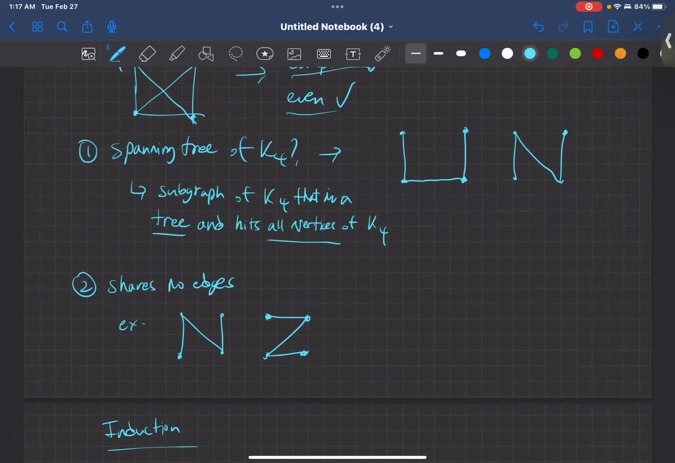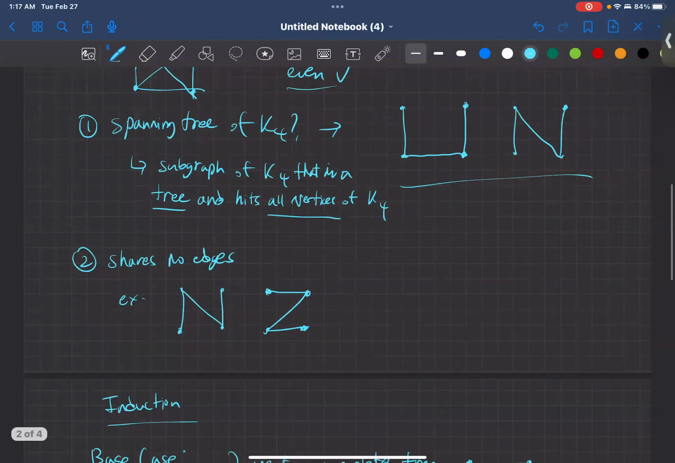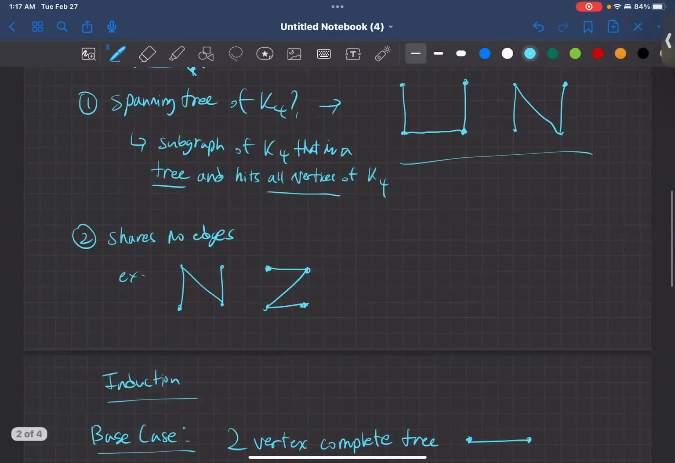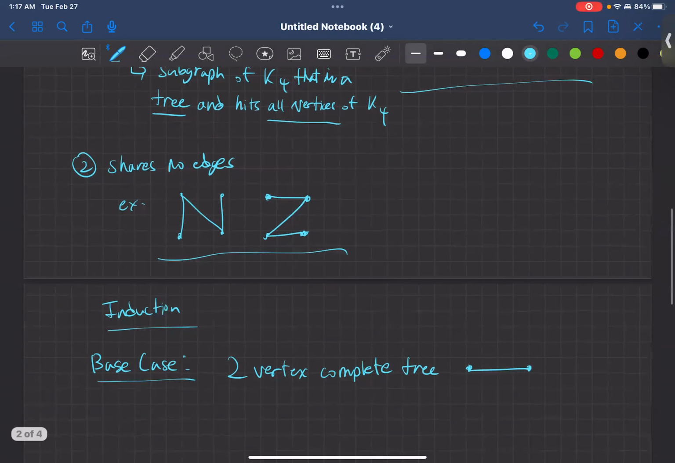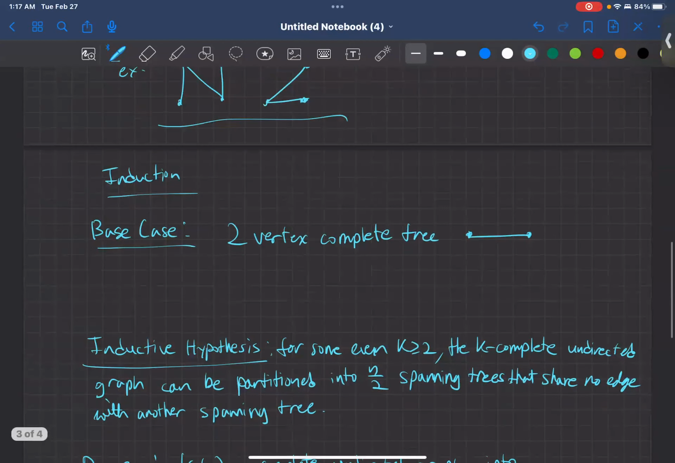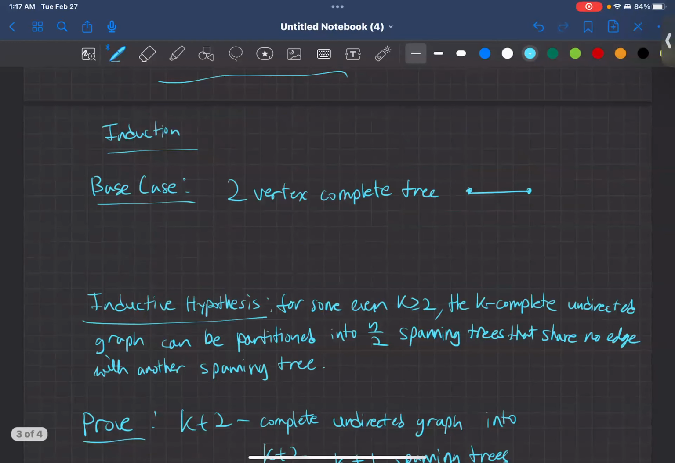Examples of spanning trees of K4 would be these two on the right. As you can see, they indeed hit every vertex and are both trees. The second condition that our problem mentions is that these spanning trees should not share any edges. An example of that constraint is on the screen, where these two are both spanning trees, yet share exactly no edges. Now that we have these definitions established, let's go about actually proving the problem.